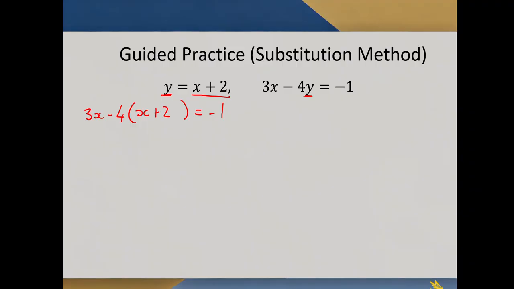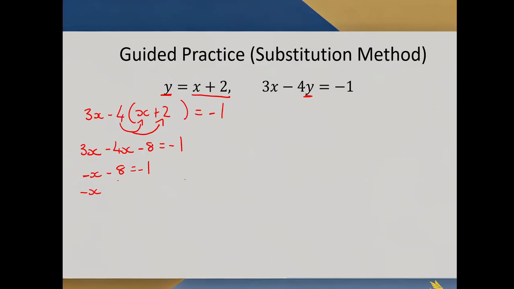The next step that I'm going to be doing is expanding and then simplifying. That means the -4 must times with everything inside the bracket. So I'm going 3x take away 4x, -4 times 2 is -8, is equal to -1. The next step is just simplifying. 3x take away 4x is -x. Take away 8 is equal to -1.